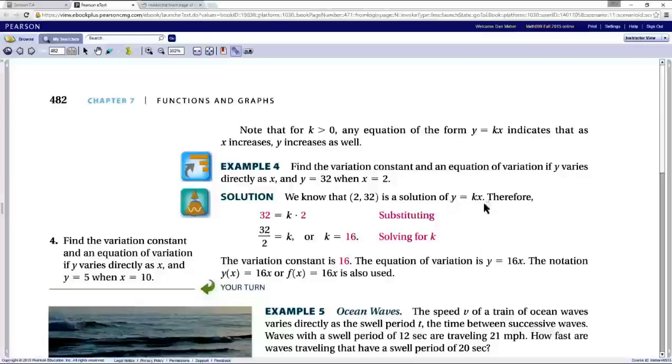Now how did they know this y equals kx? Well, it told me that there's a variation constant and an equation of the variation. Basically it gave me the definition of this type of variation. Okay? So I can plug these values in.